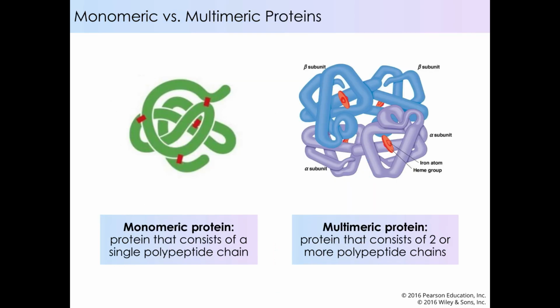Proteins can be monomeric or multimeric. As the name suggests, a monomeric protein is composed of a single polypeptide, while a multimeric protein is composed of more than one polypeptide. And we'll return to this point later when we talk about the different levels of protein structure.